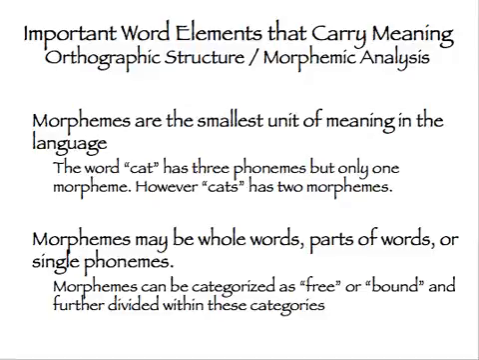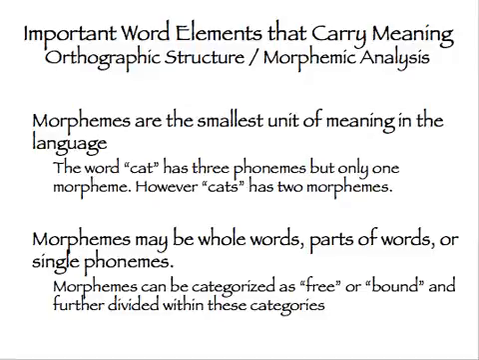Now, when we talk about important word elements, important is the critical word here, because the important word elements are parts of the word that carry meaning. And now we're shifting from orthographic structure to morphemic analysis. And morphemic analysis then supports vocabulary development because morphemes are the smallest unit of meaning in the language.